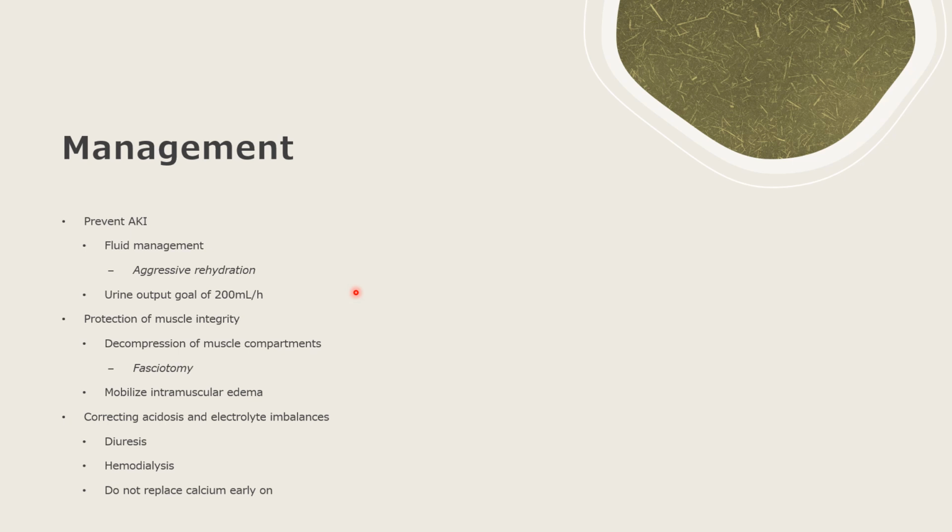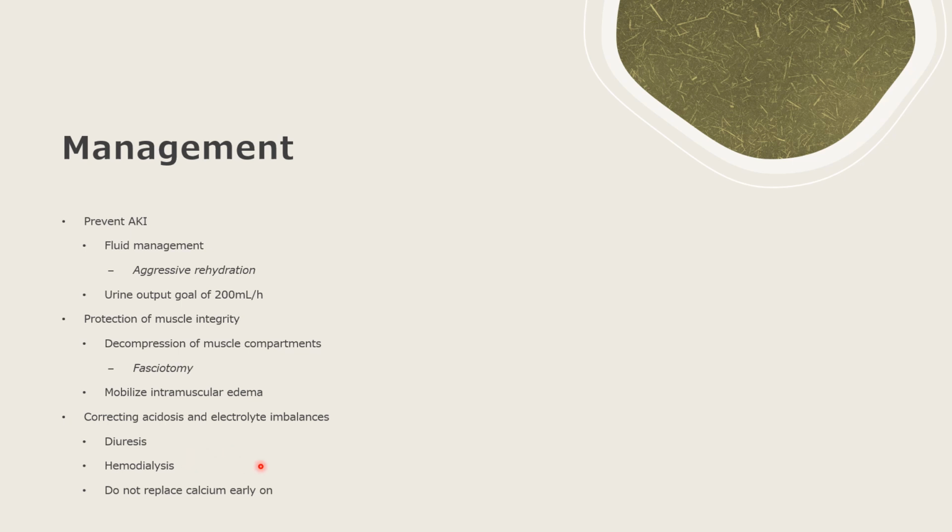Protection of the muscle integrity. If we have developed compartment syndrome, then we might have to do a fasciotomy, where we actually cut the skin open so that excess fluid can ooze out and not further compress the veins and arteries. And then mobilizing intramuscular edema with passive range of motion, and again fasciotomy, sometimes diuretics if our kidneys can handle it. And then again, correcting our electrolyte imbalances.